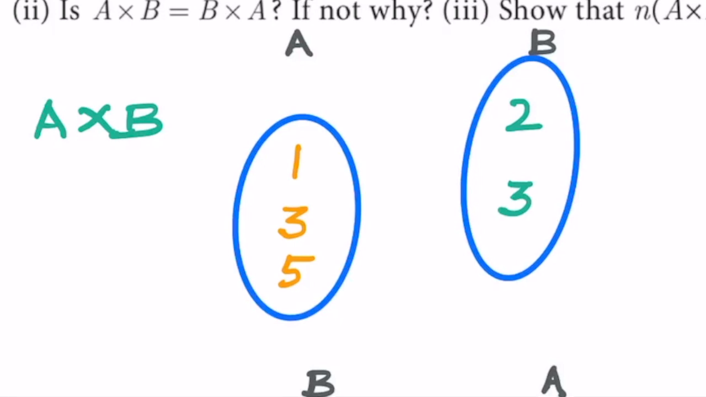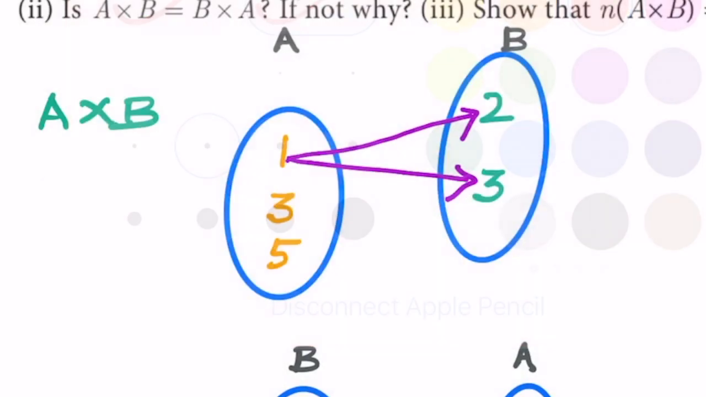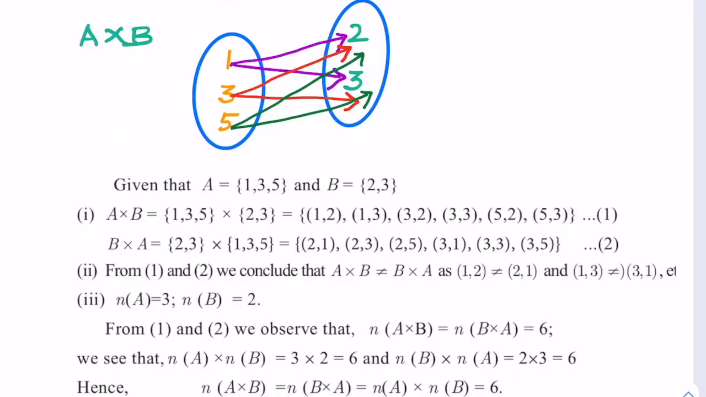Now we have to associate each element of A with all the elements of B. So now let us take 1, the element of A, and associate it with 2 and 3, the elements of B. Similarly, let us take the element 3 belonging to A and associate it with 2 and 3, the elements of B. Similarly, let us take the element 5 of A and associate it with the elements 2 and 3 of B.